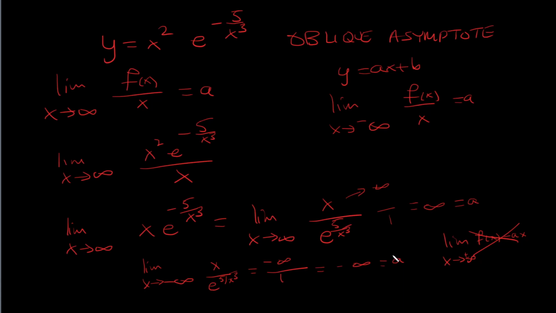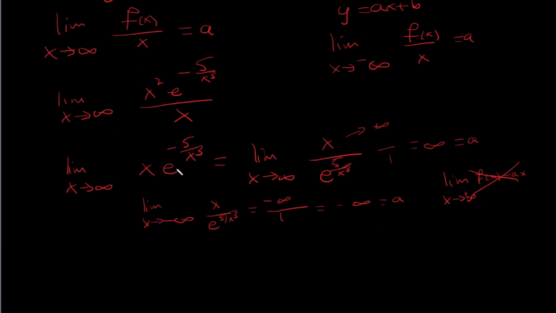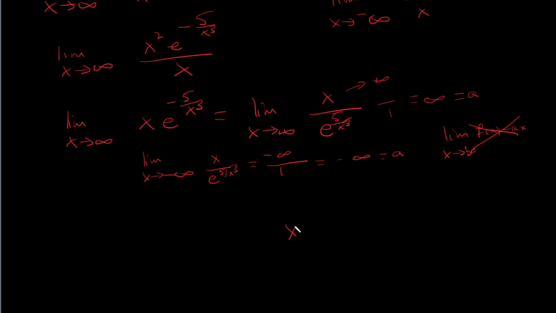Also keep in mind that this is a rational function. So if we're just looking at x squared over e to the 5 over x cubed, this is a rational function, and we know it has an oblique asymptote when the degree of the top is exactly 1 greater than the degree of the bottom, which, to be quite honest, we don't know what degree the bottom is. So the bottom does not have degree 1. So clearly there's no oblique asymptote.